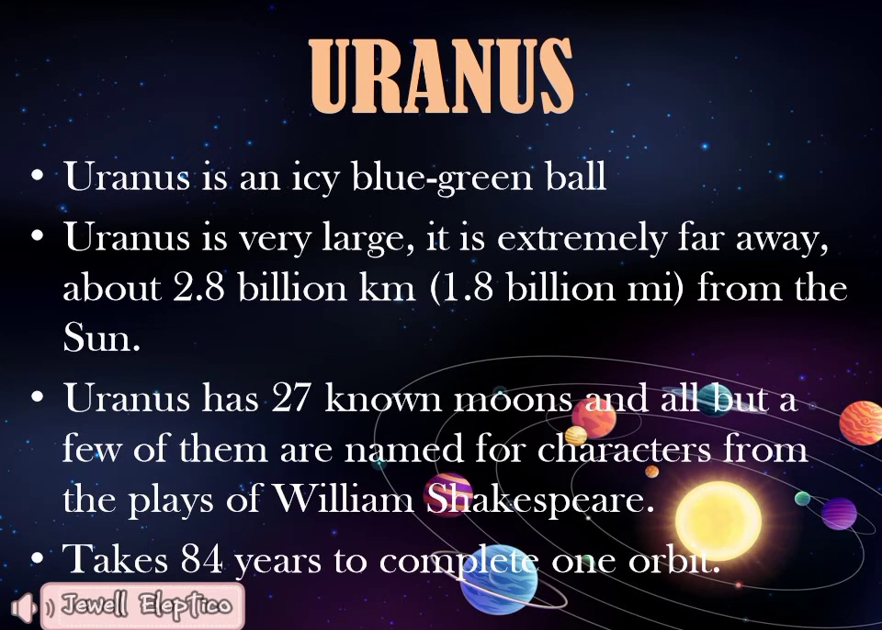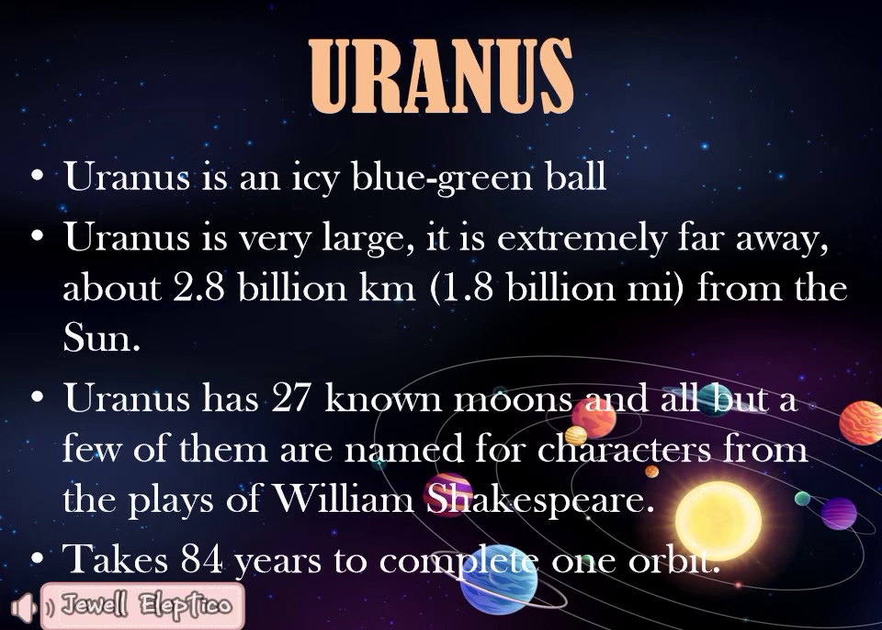Uranus is extremely far away from the Sun, residing at an average distance of 2.8 billion kilometers. Uranus has 27 known moons, and they are named after characters from the works of William Shakespeare and Alexander Pope.